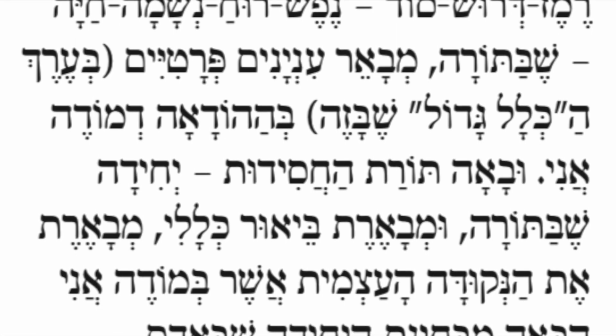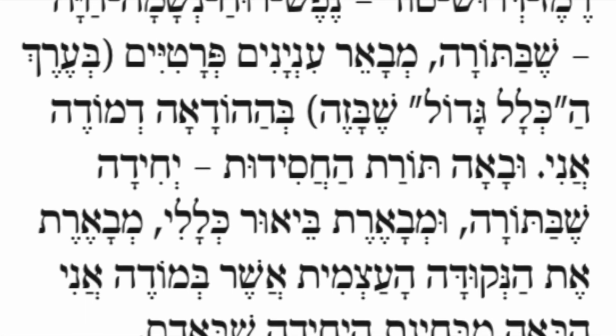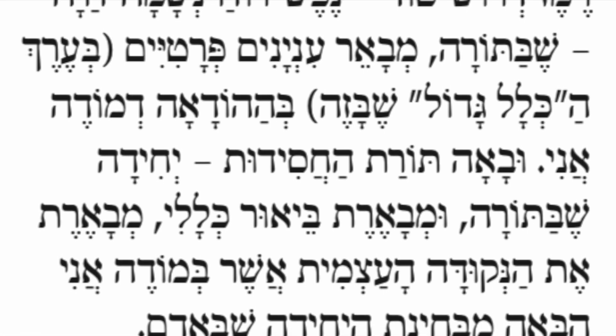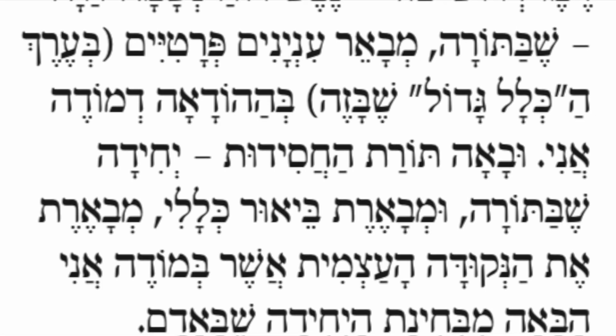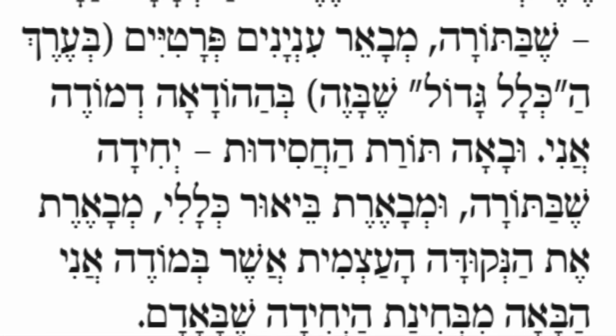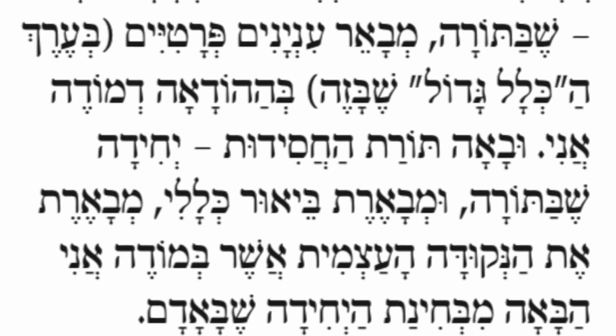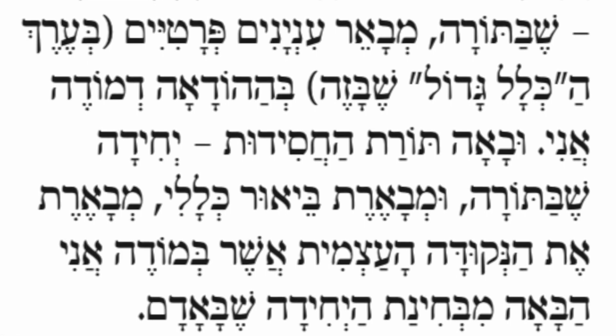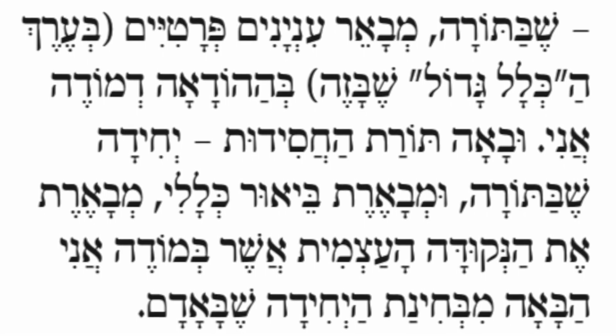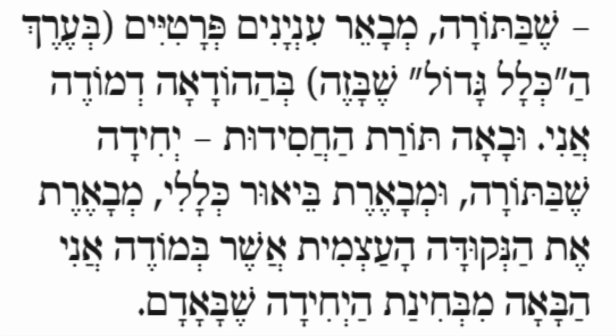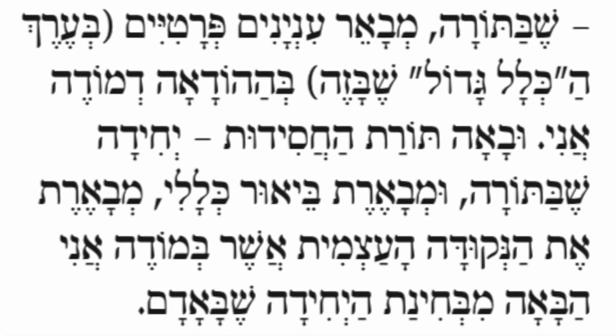Then comes chasidus, which is the yechidah of Torah. It gives a general explanation. It explains the essential point which is in Modeh Ani, which comes from the yechidah of the person. Okay. What does that mean? How do we explain that?